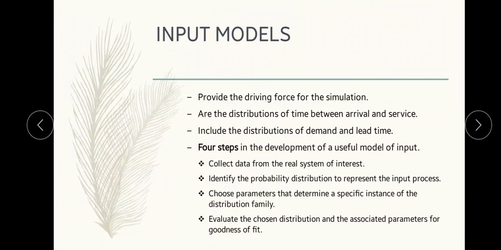There are 4 different steps for the development of a useful model of the input. The first one is collection of the data. The second one is identifying the probability distribution to represent the input process. The third one is choosing parameters that determine a specific instance of the distribution family. And the fourth one is evaluating the chosen distribution and the associated parameters for goodness of fit. All the 4 steps have been listed here. One by one I will be discussing the steps in detail.